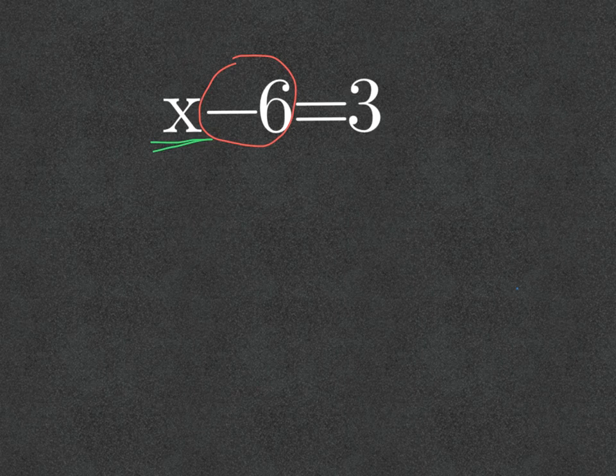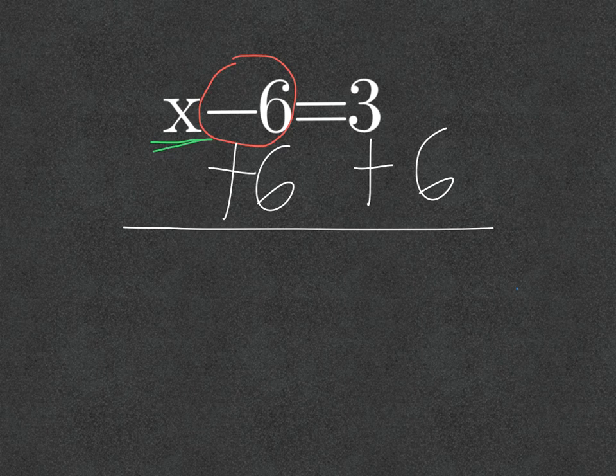So how can we get rid of minus 6 on this side of the equal sign? We've got x minus 6. Well, we can add 6. And if we add 6 to one side, what do we have to do? We have to do the same thing to the other side.